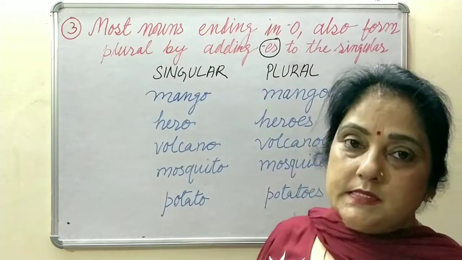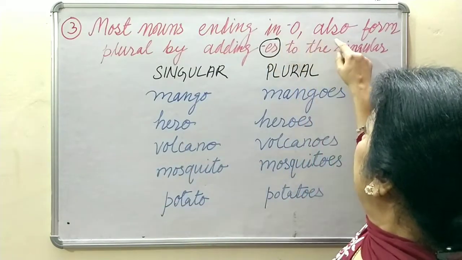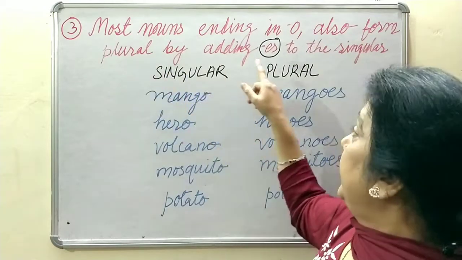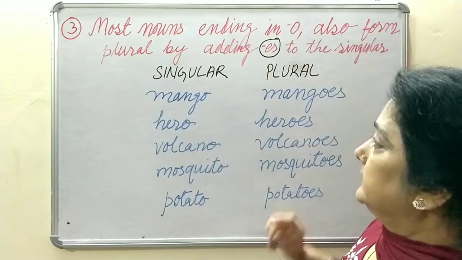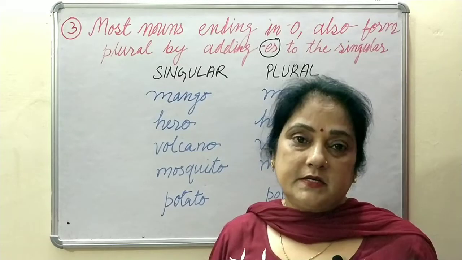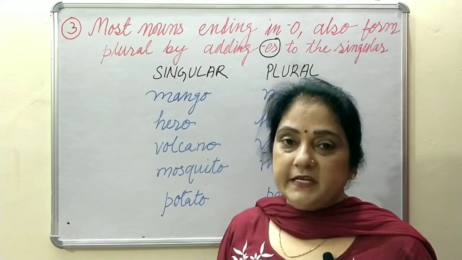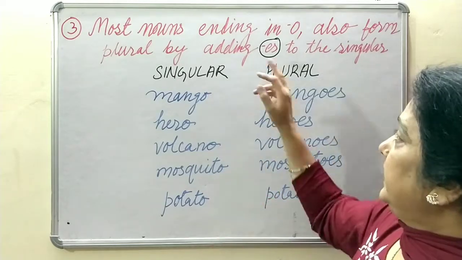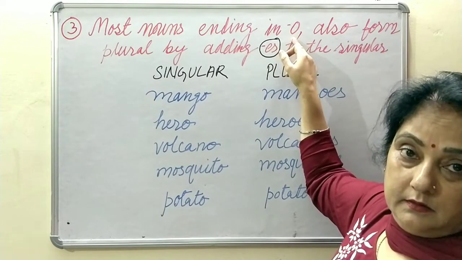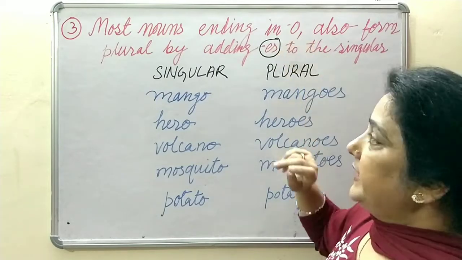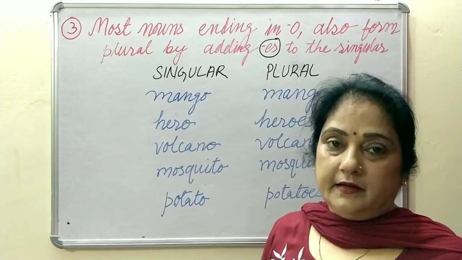Most of the nouns ending in o also form plural by adding es to the singular. What does it mean?